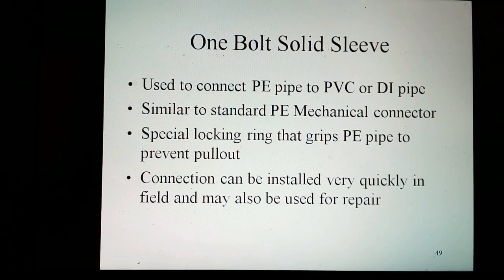Another solid sleeve design is called a one bolt solid sleeve and can be used to connect PE pipe to PVC or DI pipe. This is similar to a standard mechanical connector but has a special locking ring that grips the PE pipe to prevent pull-out. It is recommended to use a stiffener inside the PE pipe, especially if the DR is more than 11. This connection can be installed very quickly in the field and may also be used for repair. Consult with the sleeve manufacturer for application and restraint advice.